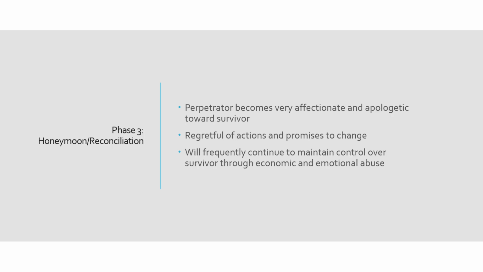And then phase 3 is our honeymoon reconciliation, right? The perpetrator becomes very affectionate. I'm so sorry towards you. I didn't mean to do that. I regret that I did that. I will promise that I will make changes. Unfortunately, it frequently continues to maintain control. They frequently continue to maintain control over that survivor.